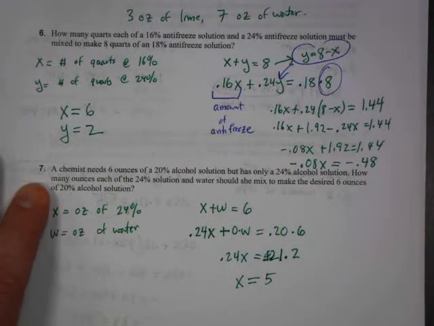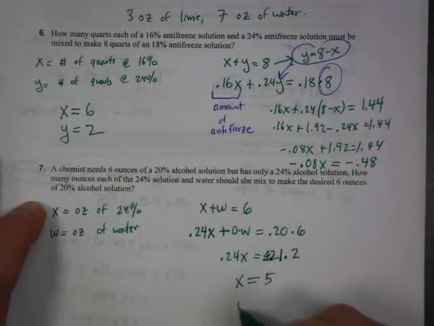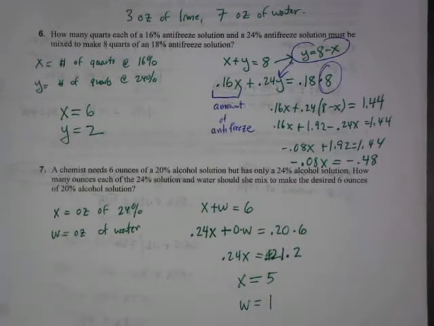That I can believe. So I need 5 ounces of the 24% solution. And how much water do I need? Just 1 ounce. So take 5 ounces of the 24% solution, cut it with 1 ounce of water, and you will have a 20% solution. Questions on that?